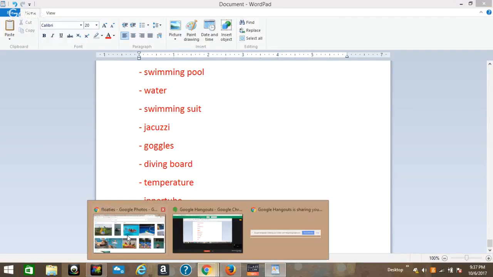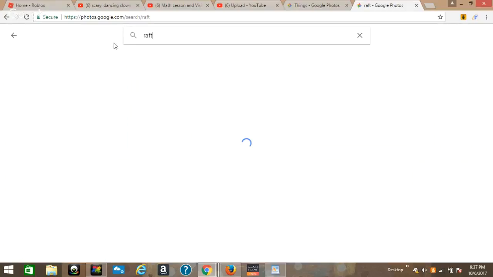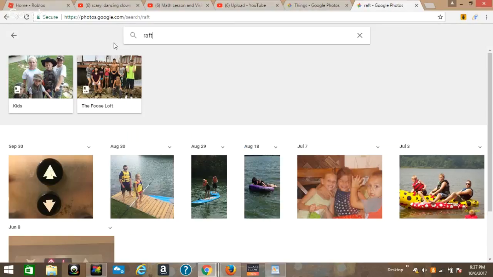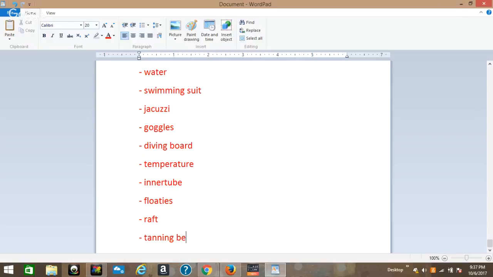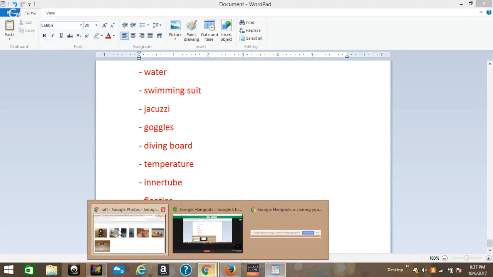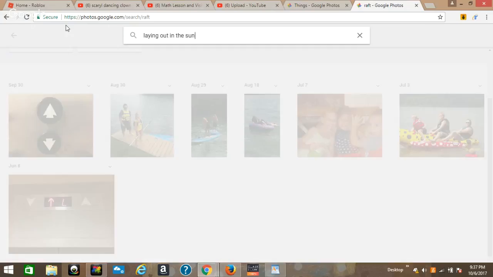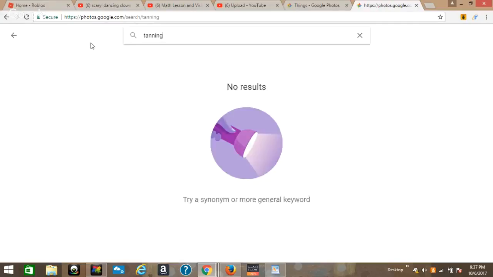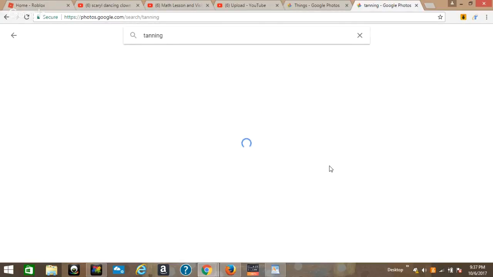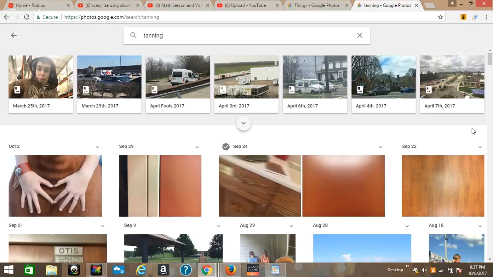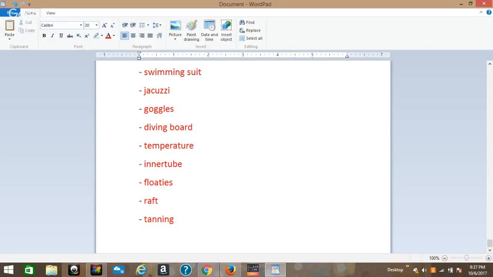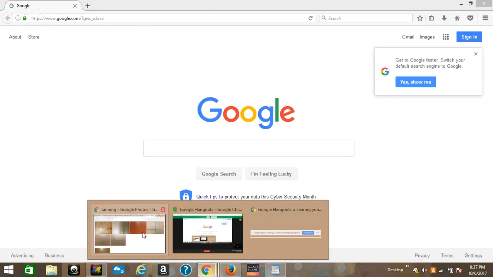Raft. A raft. Tanning. Laying out in the sun. Tanning. I think we're going to go, okay, I'm just using tanning bed. No. Too dangerous. Sunscreen. Sometimes you need sunscreen.